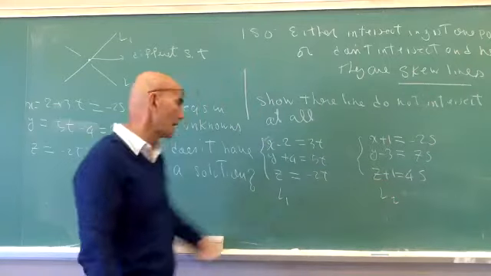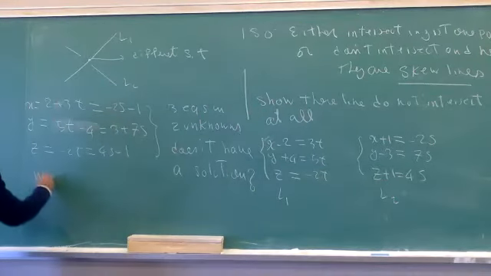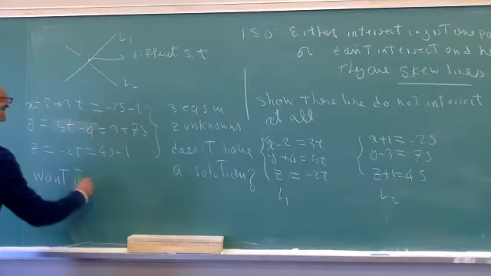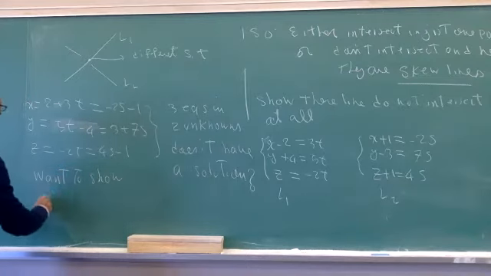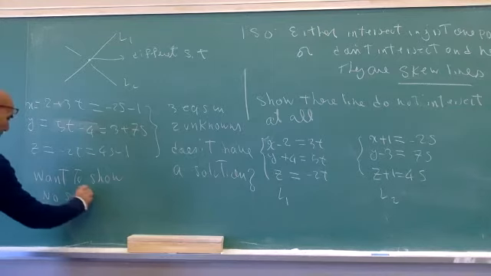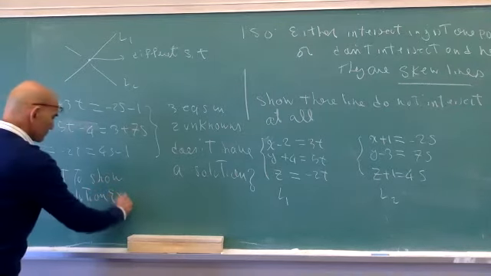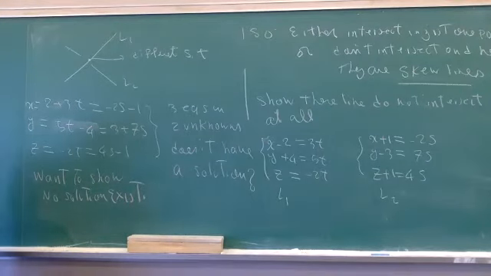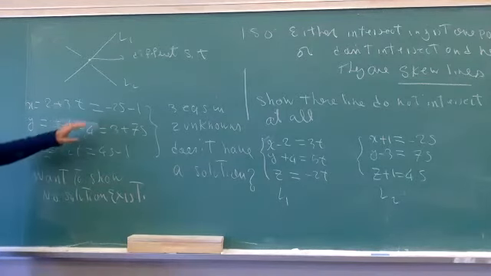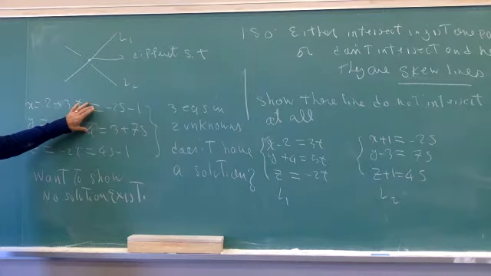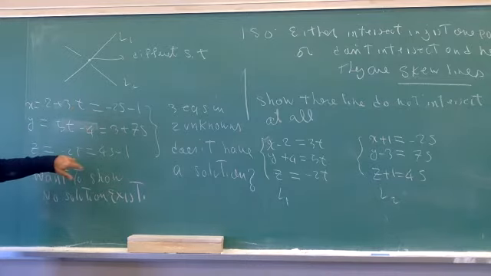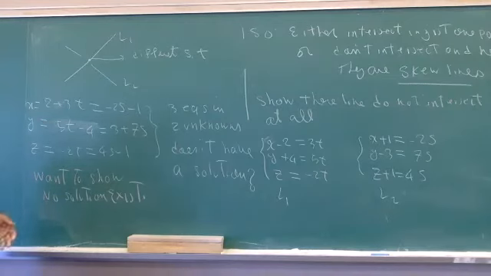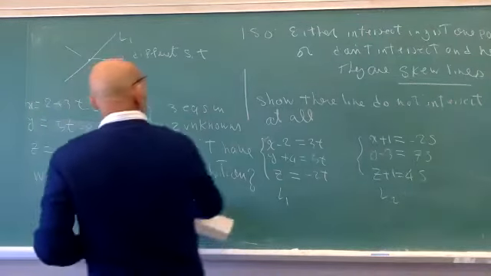So let's try to do that. We want to show no solution exists. How can we do that? How can we show that there is no solution? Well, there are many ways to do it. One way is to solve two of them, find S and T, and show that it doesn't satisfy the third. So let's solve the first two. Possibly we can solve the first two.